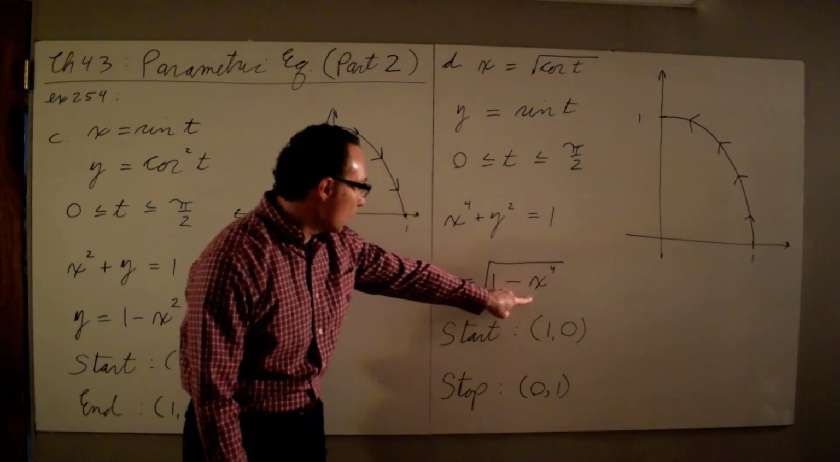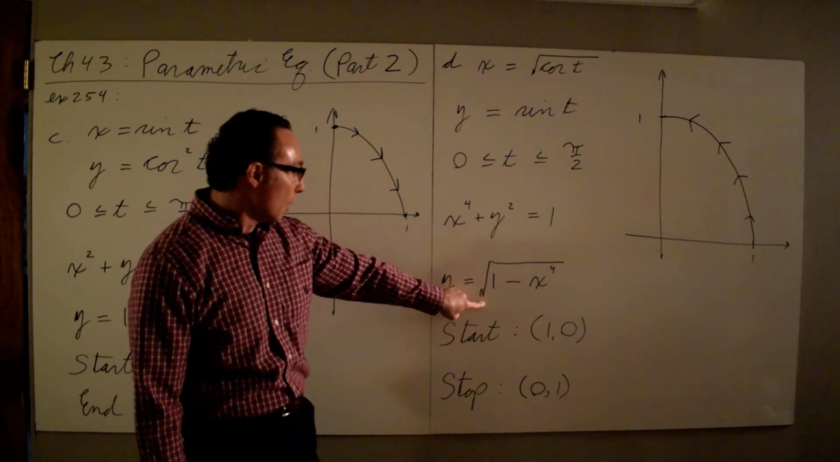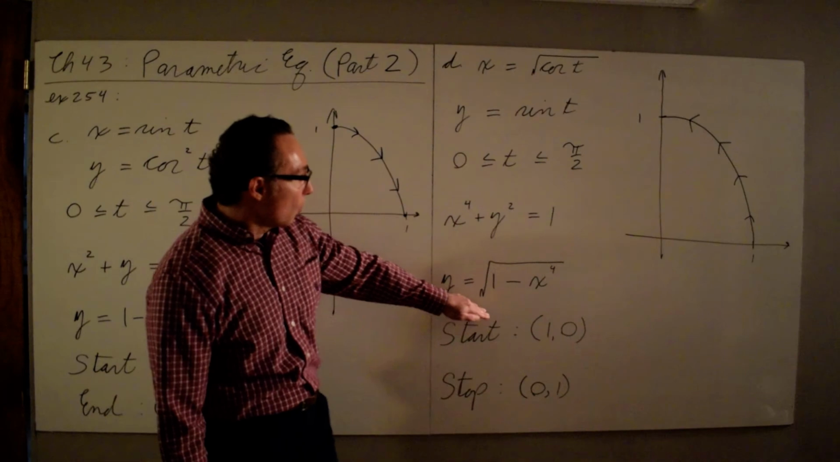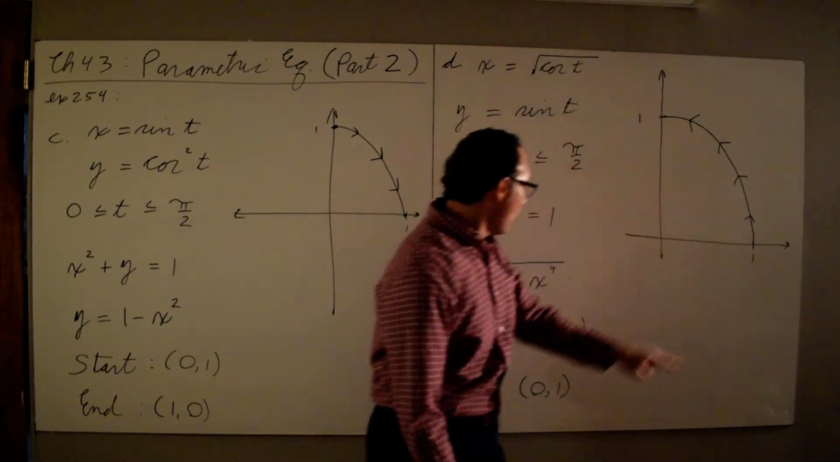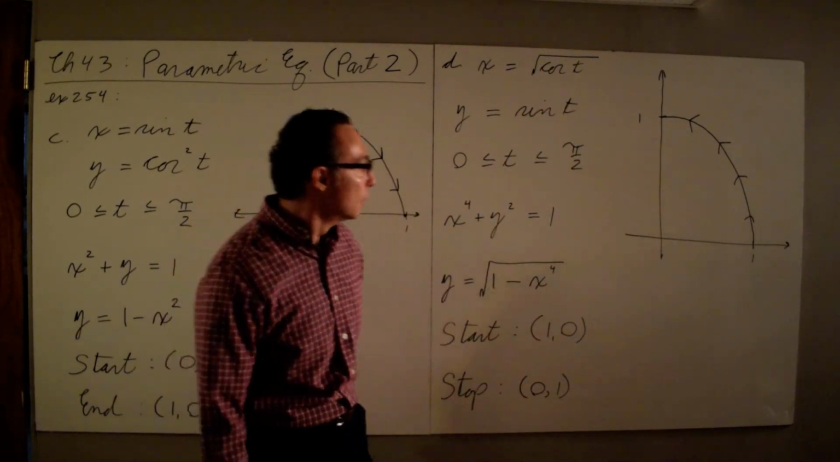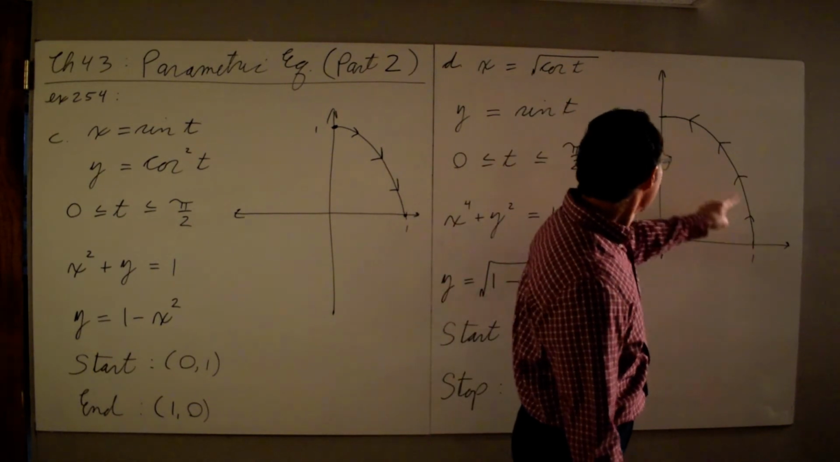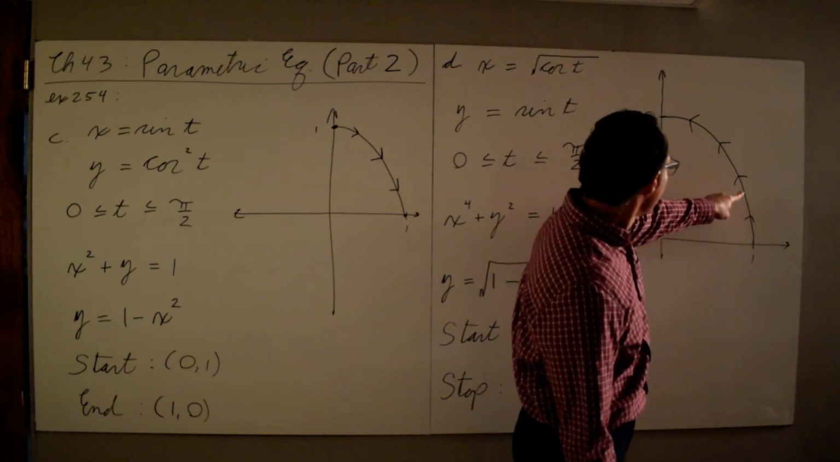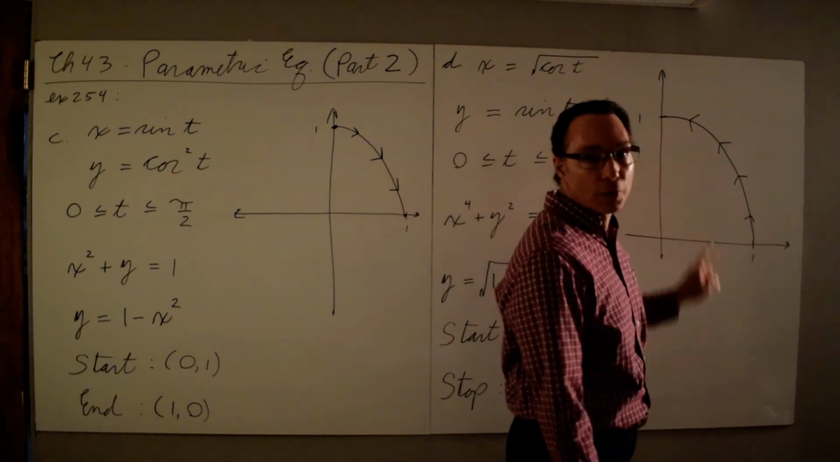And we sketch this curve. This is just from the point 1, 0 to 0, 1, this is a function. So we start here, we end here, and we have the arrows in the direction of increasing t.